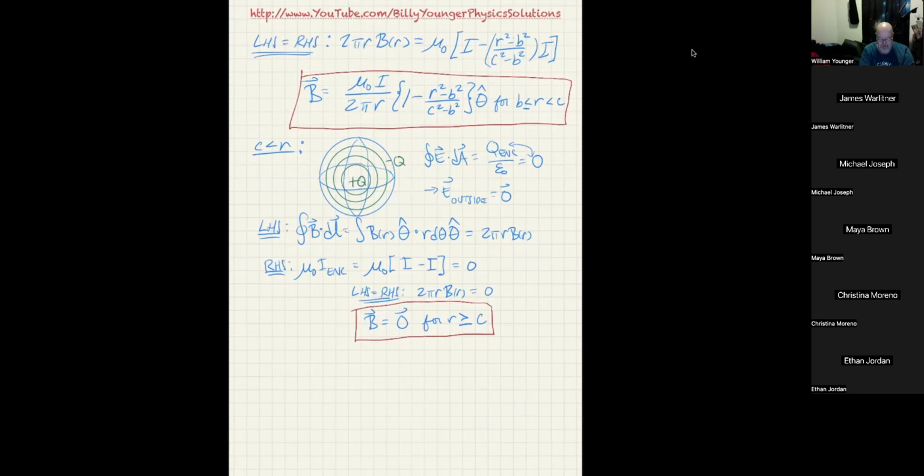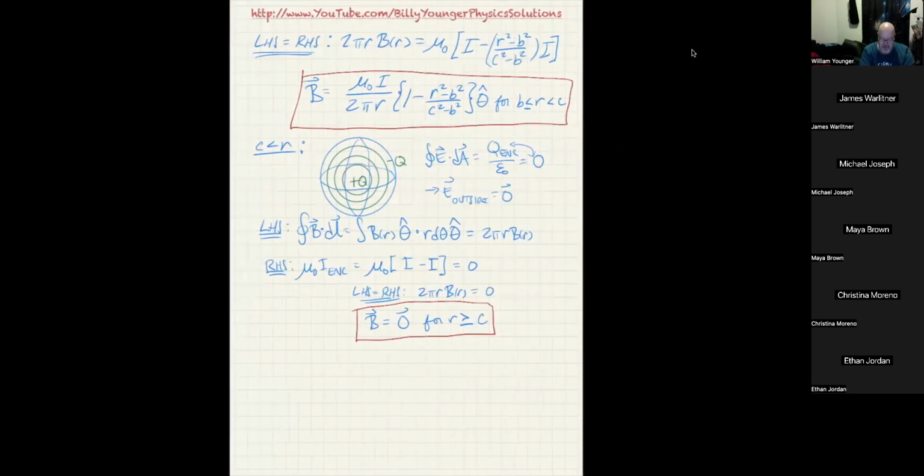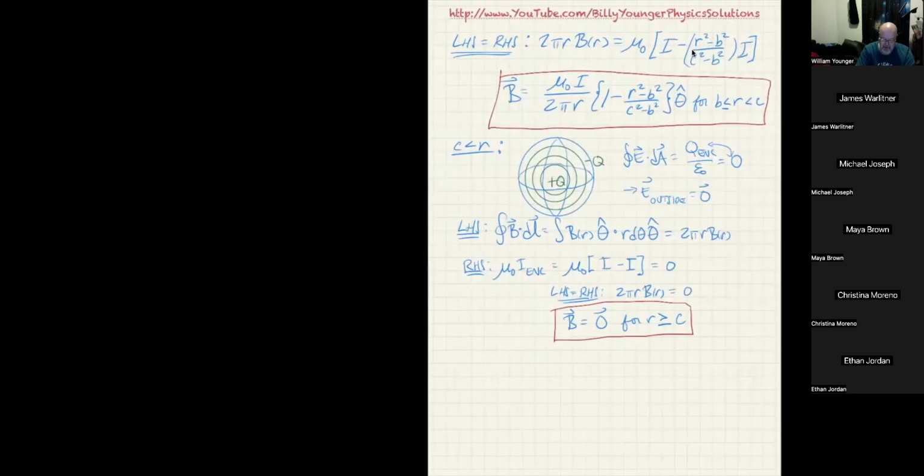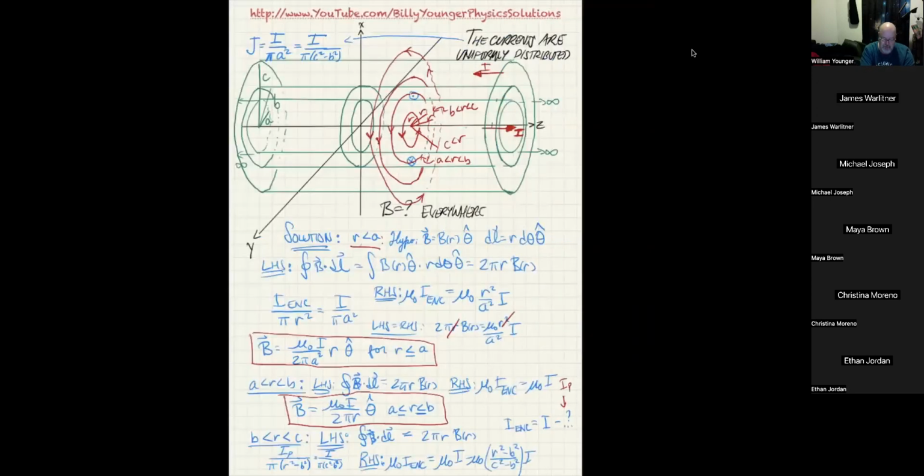It's not really the world's scariest. I actually thought of doing this instead of having the current uniformly distributed. I was going to make the current density J some constant times R. And that would have been even worse. But anyways, luckily I came to my senses and decided not to do it.